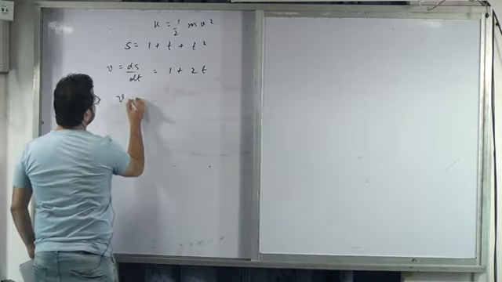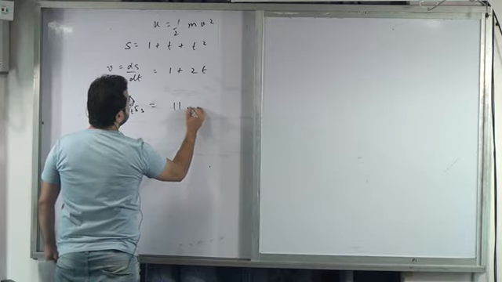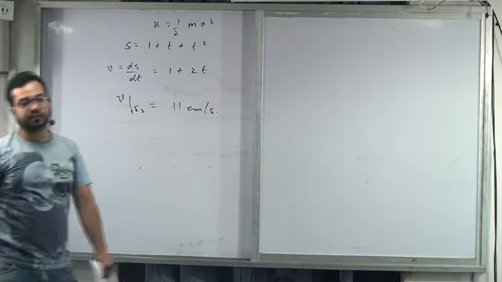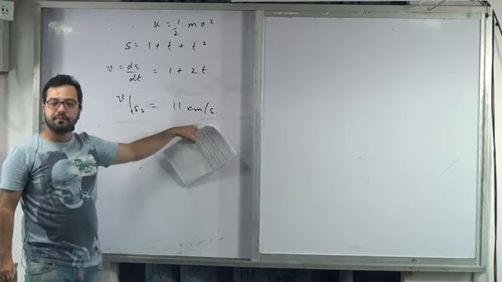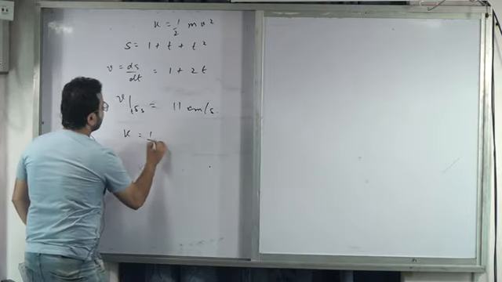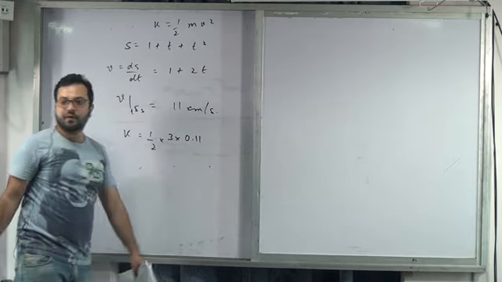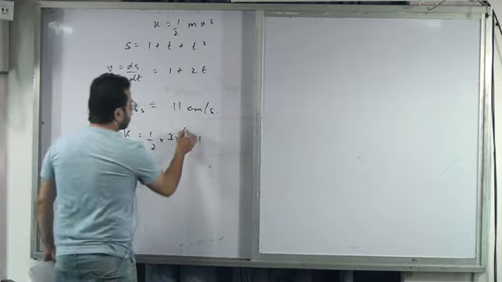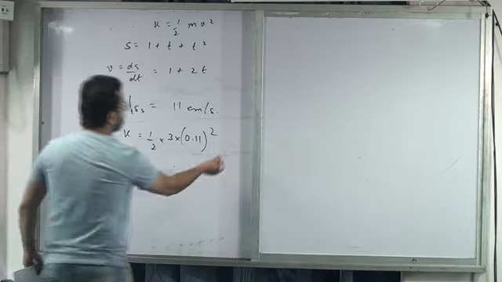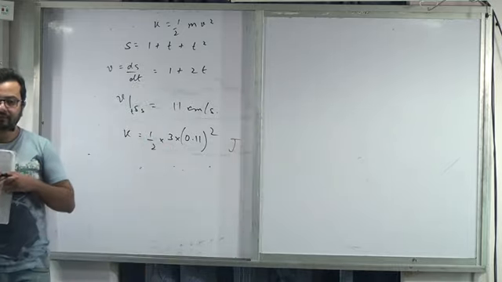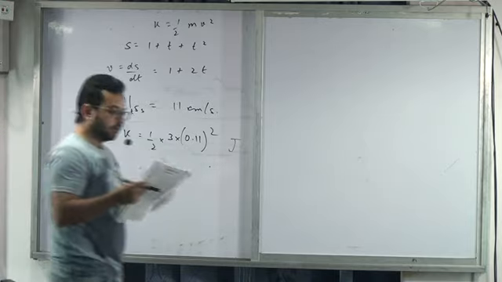So what is the velocity at 5 seconds? I'll put 5 over here, and that will be 11 centimeter per second. You should be careful because the displacement is in centimeter. So the kinetic energy would be half into m, which is 3 kg, and then 11 centimeters per second is 0.11 meter per second, and I need to square this. The final answer I'll get in SI units, that is joule. Correct? Clear? Okay. Quickly do the third question.